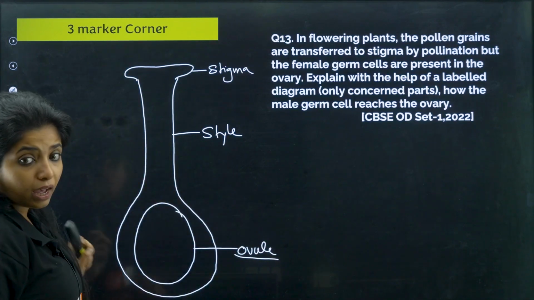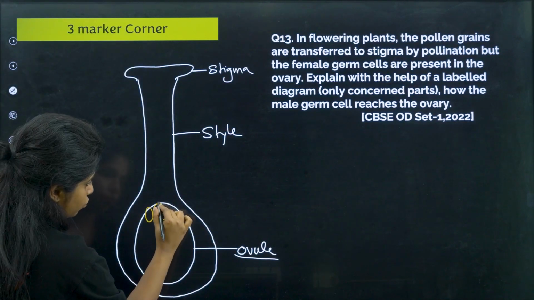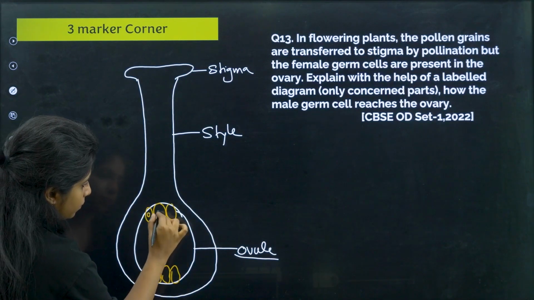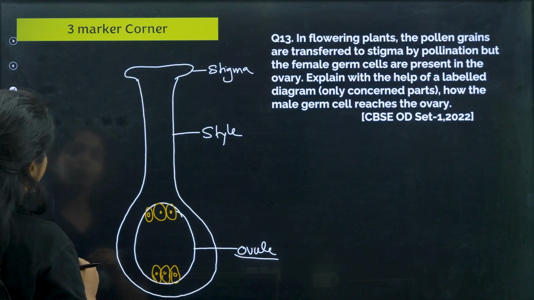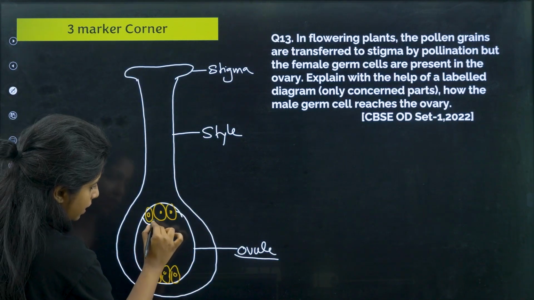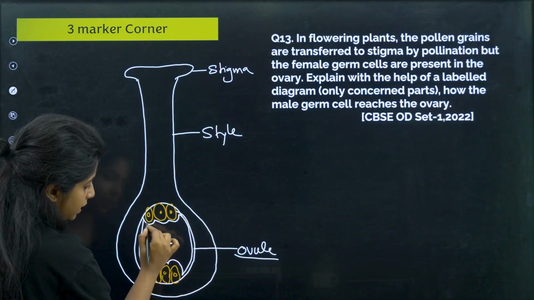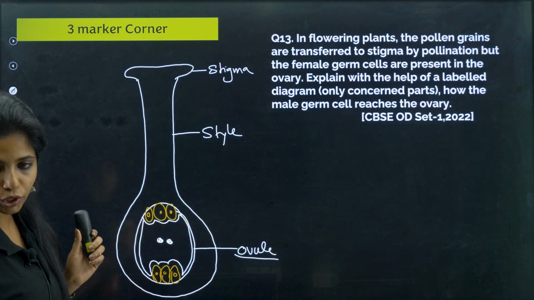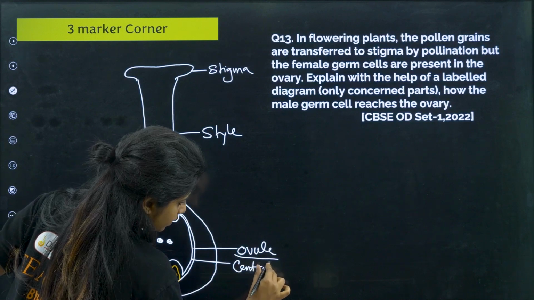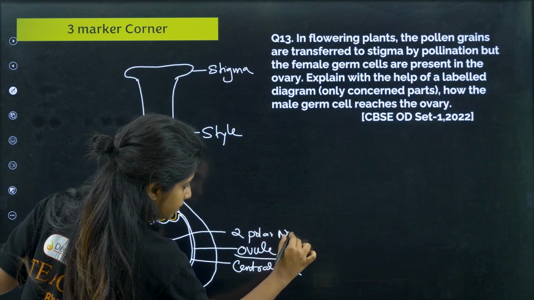Inside the ovule, you have 7 cells. 1, 2 and 3. 1, 2 and 3. Okay. 2 nuclei over here. So this entire thing that I see from here to here is basically one cell only, and the cell has 2 nuclei. What do you call the cell? I call this cell the central cell. The central cell has 2 polar nuclei.